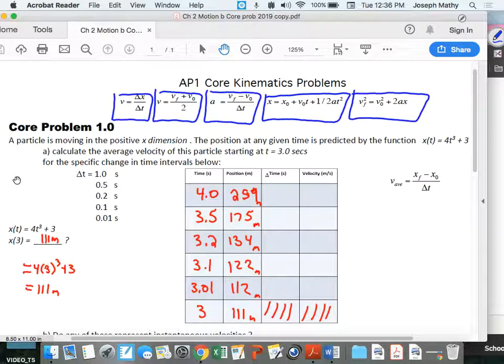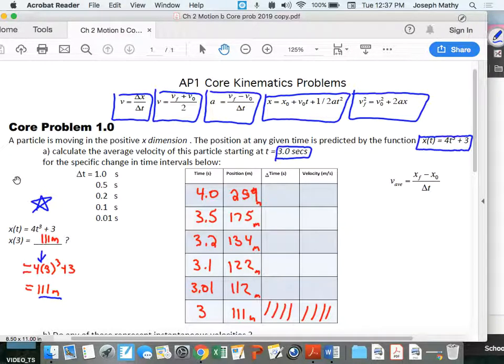So you've got the position at any given time of a particle. To get the real position, all you have to do is put a time into this function. And it says that we're going to start at 3 seconds. So let's come over here on the left-hand side where I've established that at 3 seconds, we put into the equation 3 cubed times 4 plus 3. That gives us 111 meters.